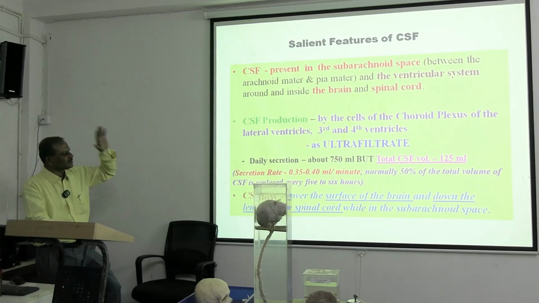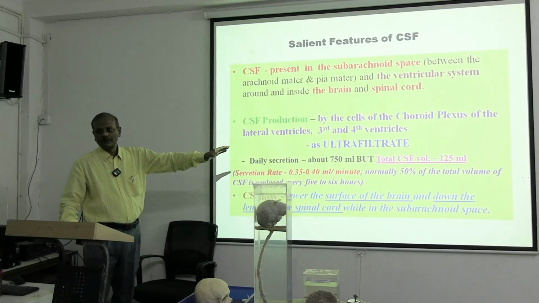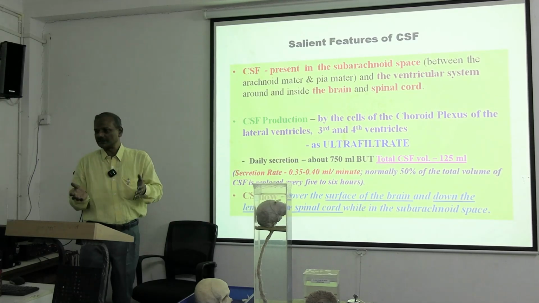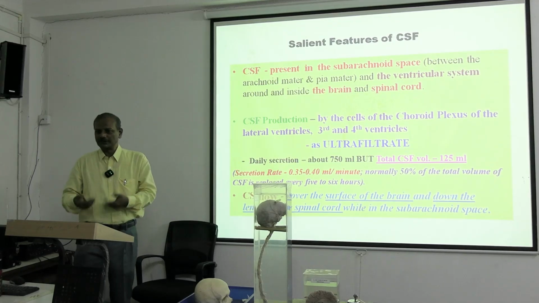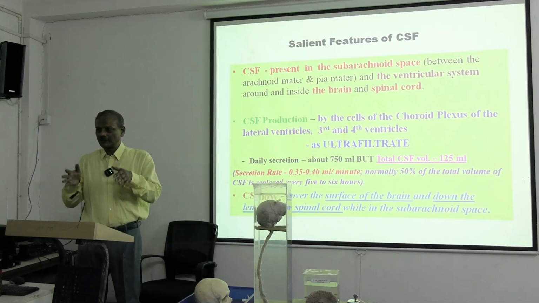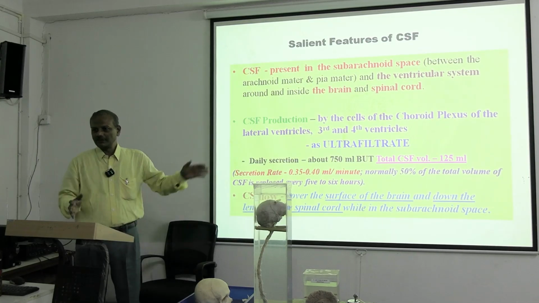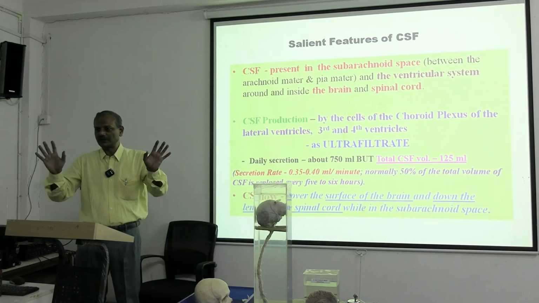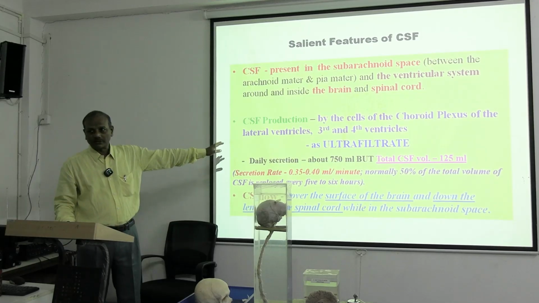So you see that there is a 750 ml daily secretion, but the total volume at any given point of time is 125 ml. So there must be a drainage system, just like urine formation. We are forming urine and passing it, blood is getting emptied, again we are drinking water, urine is formed from the blood, and again we are passing it. Similarly for CSF, there is no urinary system like that. So CSF gets reabsorbed. How it gets reabsorbed, I will also discuss.